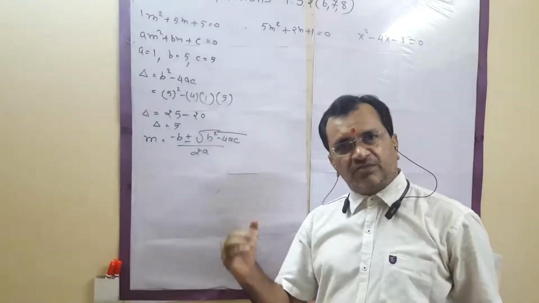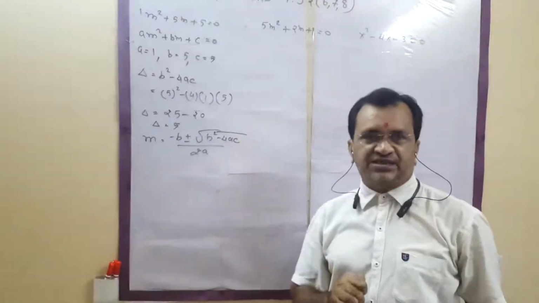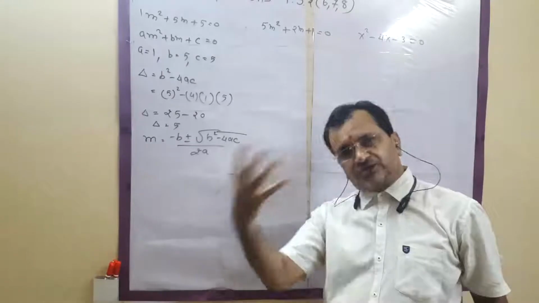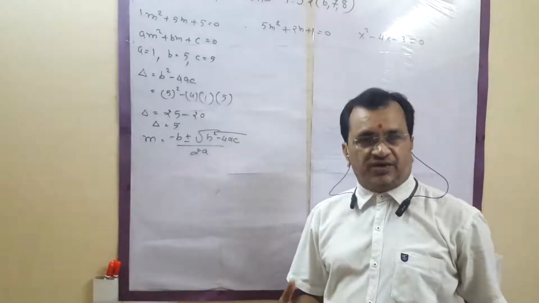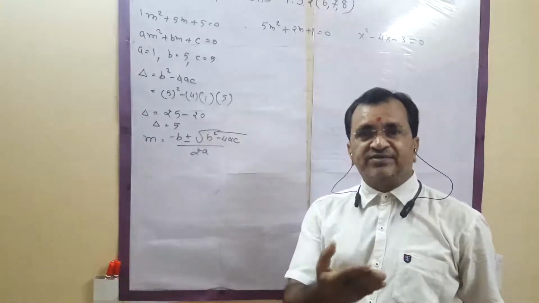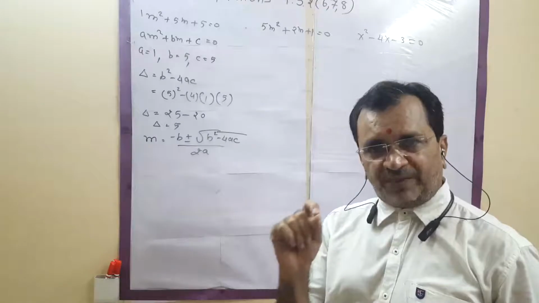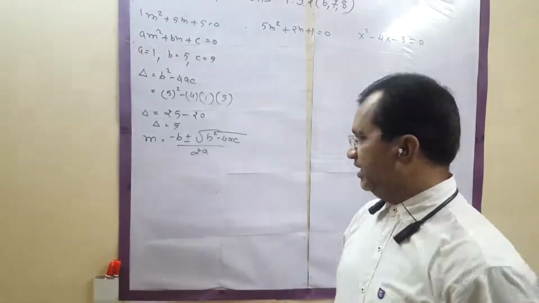Negative b plus or minus root b square minus 4ac by 2a. That type of song it is given. So by that song also you can remember this formula in a very easy way. That is also a very good idea. So I have shared it with all my students in our 10th WhatsApp group. Just check it and listen to it carefully.